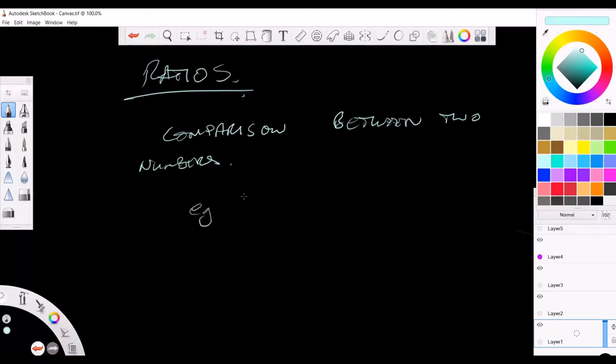So something like scale is a ratio, and it doesn't matter what units we're talking about. Let's say we've got a 1 to 500,000 scale. That means 1 millimeter on the map represents 500,000 millimeters on the Earth, but also 1 inch on the map represents 500,000 inches on the Earth. So the unit doesn't matter. That's the point.